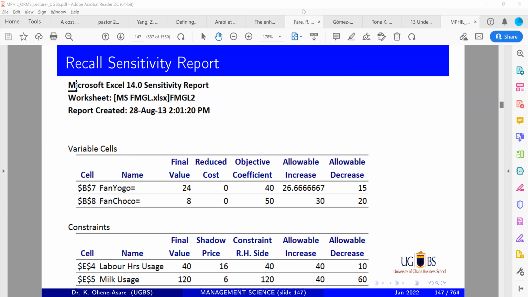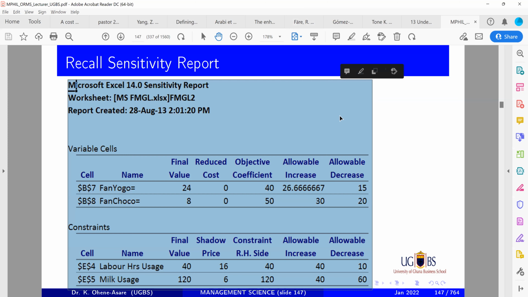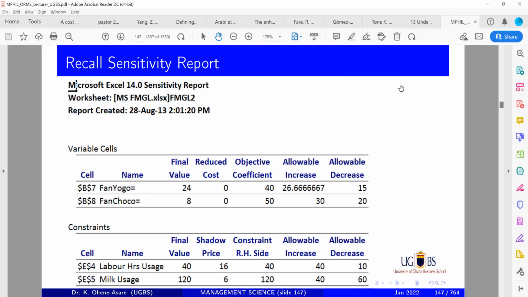All right. Let me ask Felix. Yes, can you tell us? Yes, sir. By increasing 20 hours, he's going to get 320 cedis. And if he increases gallons of milk, he's going to get 240. So he'd rather choose to increase the labor hours than increase the gallons of milk. Good.